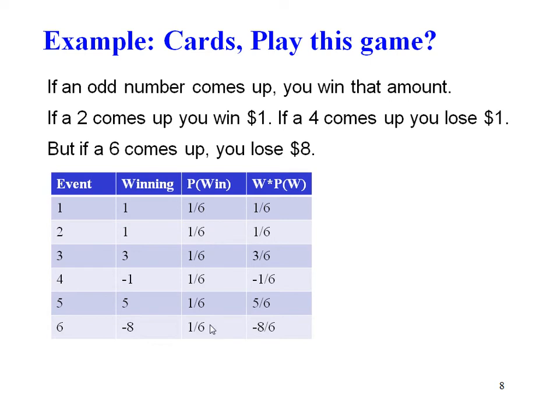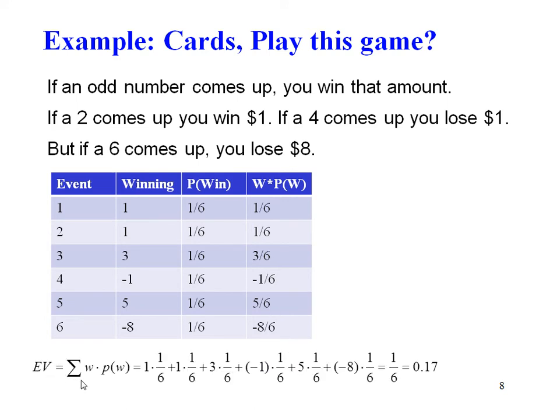Well, 1 out of 6 each time. So we just do the winnings times the probability of those winnings, and we get these values, and then we sum them all up. So basically, we did an expected value of the winnings times the probability of those winnings.